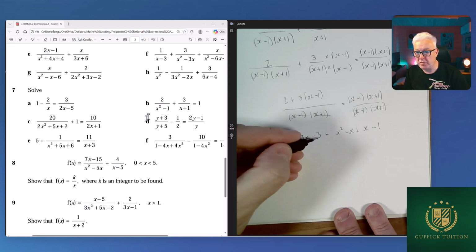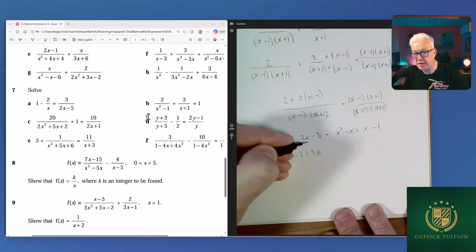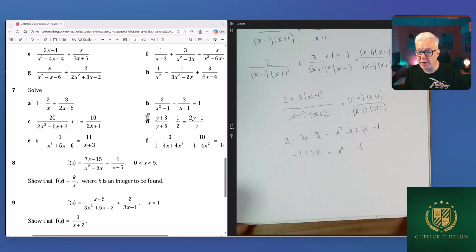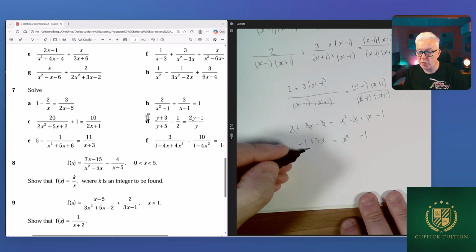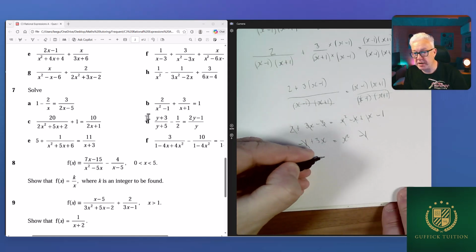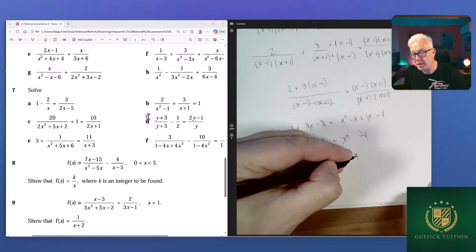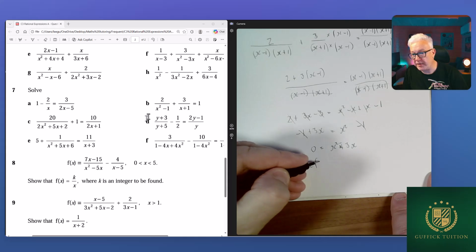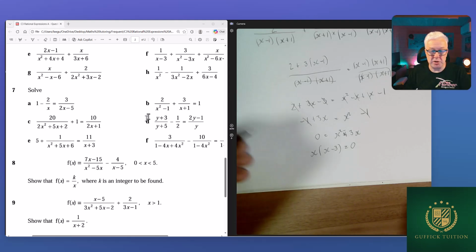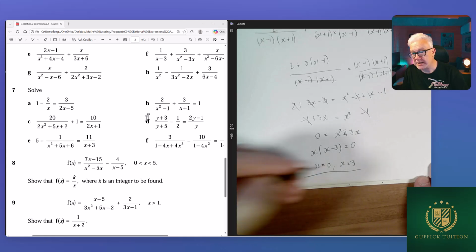So therefore 2 minus 3 is going to be minus 1. So minus 1 plus 3x is equal to x squared minus x plus x cancels out, and we have minus 1 there. So we can add 1 to both sides to get rid of the minus 1 and take the 3x over to the right. So we have 0 is equal to x squared minus 3x. So now we can factorize out an x. So we have x open bracket x minus 3 equals 0. So therefore our solutions are x is equal to 0 or x is equal to 3. And that's that second one done.